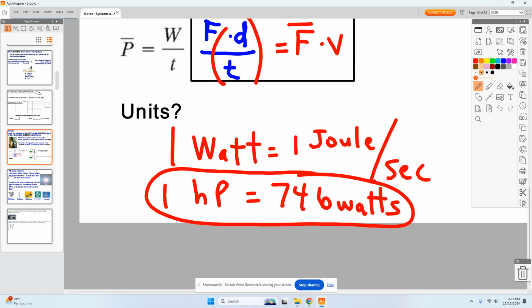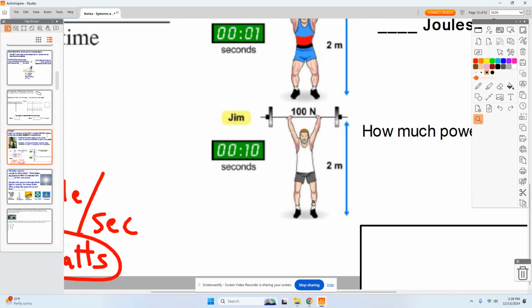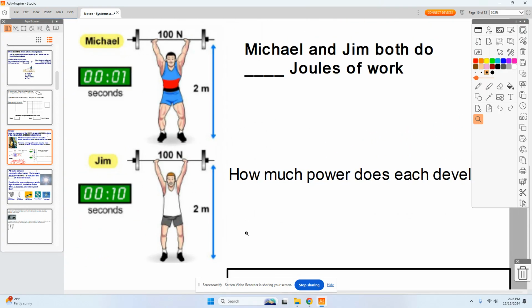Okay, off to the right, you have Michael and Jim. Michael and Jim are both lifting the same object, the same distance. Could you go to the right of that on that sheet and calculate for me how much work each person does and how much power they generate? Just take a moment and see if you can do these quick calcs.